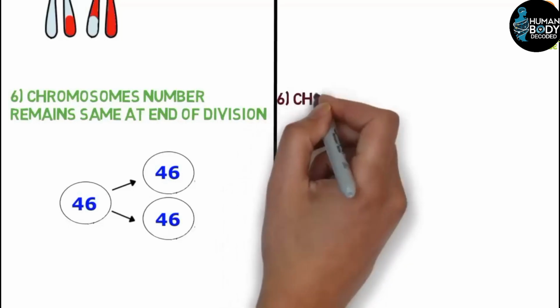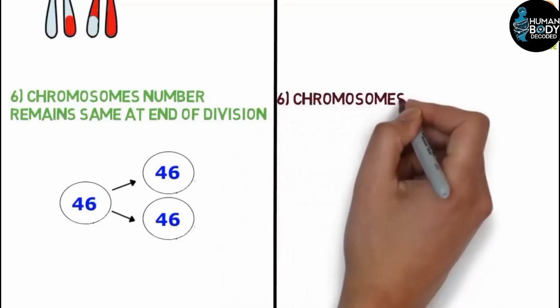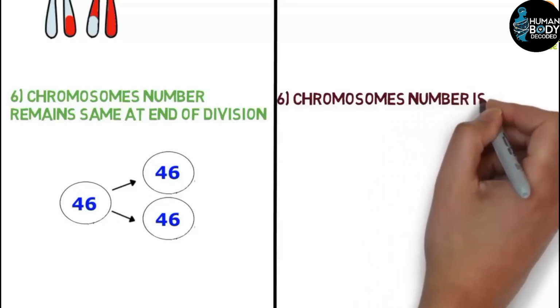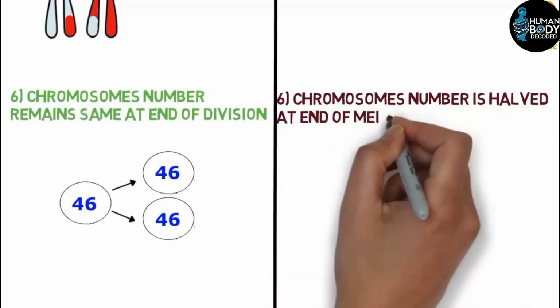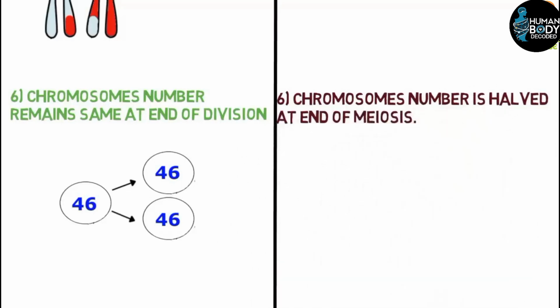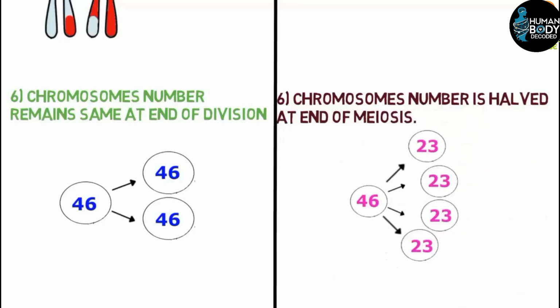But in meiosis, this is not the case. In meiosis, the chromosome number is halved after cell division. For example, if there is one cell with 46 chromosomes, then 4 cells are formed from it in meiosis. All 4 cells will have half the chromosome number, which becomes 23.